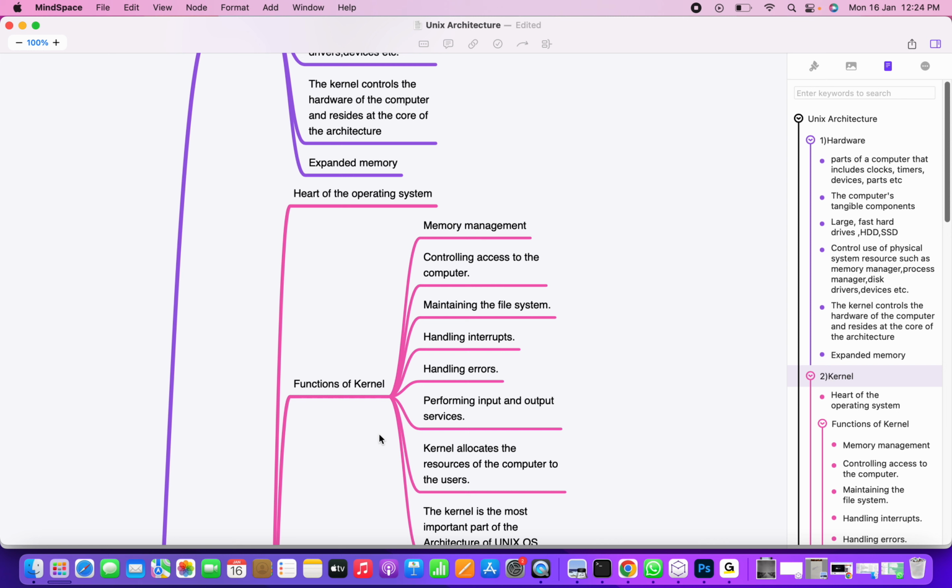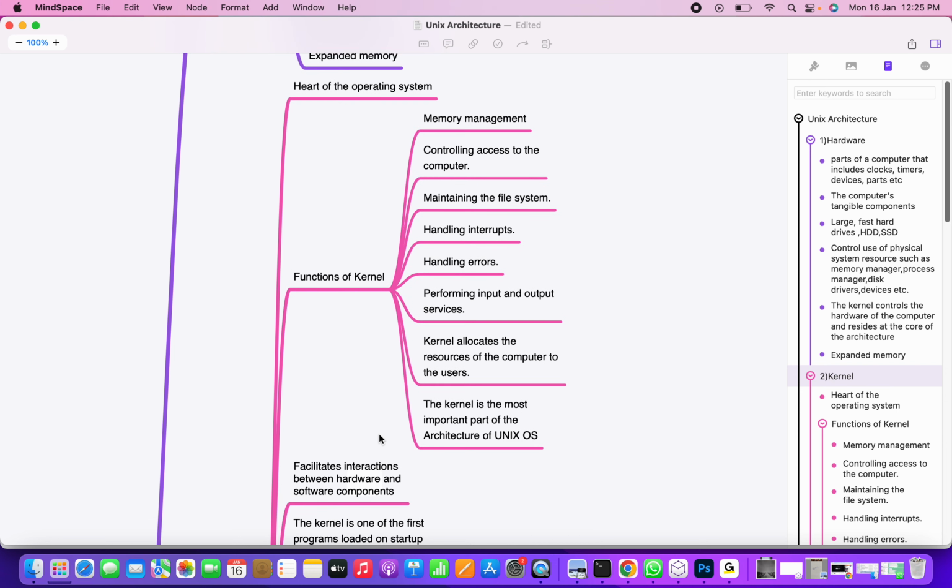Then of course it handles interrupts and errors. It also helps with input and output devices. The kernel allocates memory to the users. What are the application based functions, and what are the kernel based functions? We'll see that in the next topic. So it allocates the resources, and when we see the kernel types, you will understand how this happens.